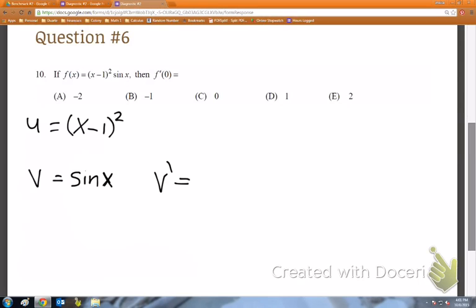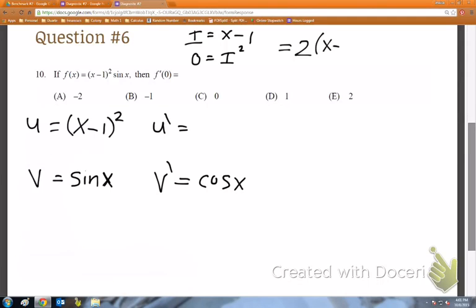So v prime, the derivative of sine of x, is cosine of x. And u prime, the derivative of u. You have to be careful with this because this is a chain rule. So notice that we have an inside function, x minus 1, and we have an outside function, which is something being squared. The derivative of the outside is then 2 times the inside times the derivative of the inside, and the derivative of x minus 1 is just 1.